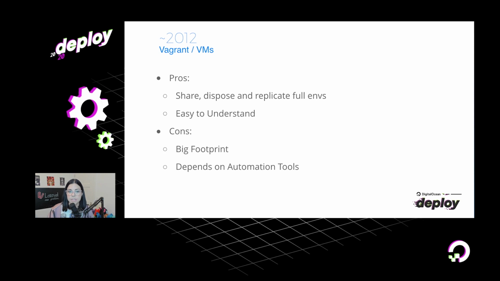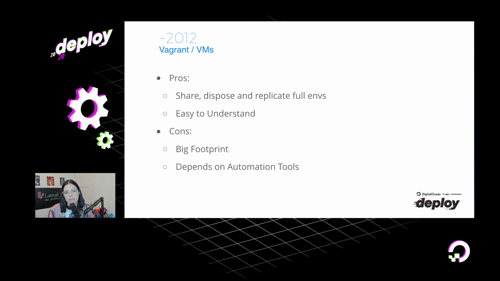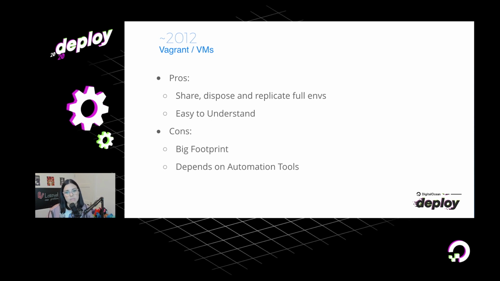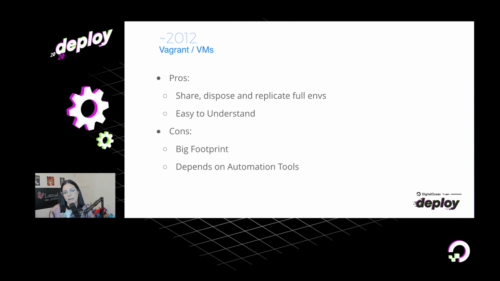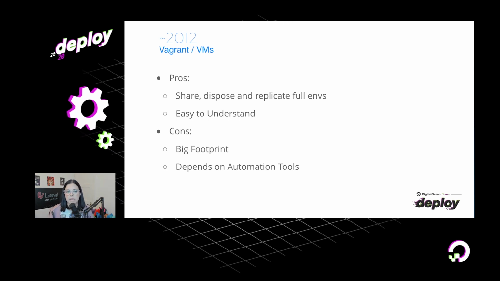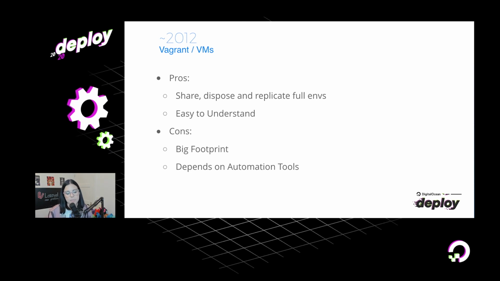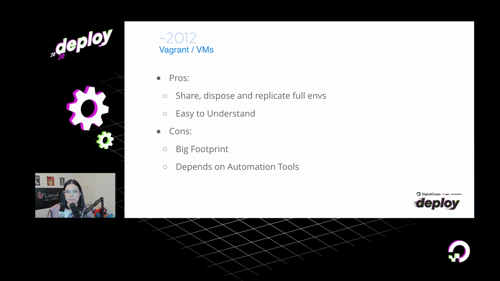So around 2012, it's when Vagrant started to become popular, and I started using it, I think, in 2013. So the pros were that finally it was easy to share, dispose, and replicate full environments. And also the environments could be very close to what you had on the remote server finally, because you would make sure that things follow a certain sequence.